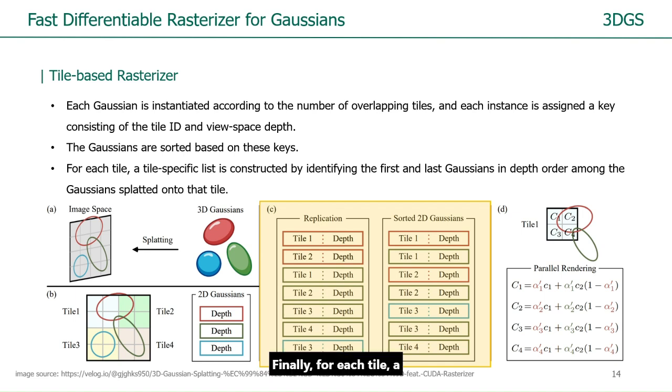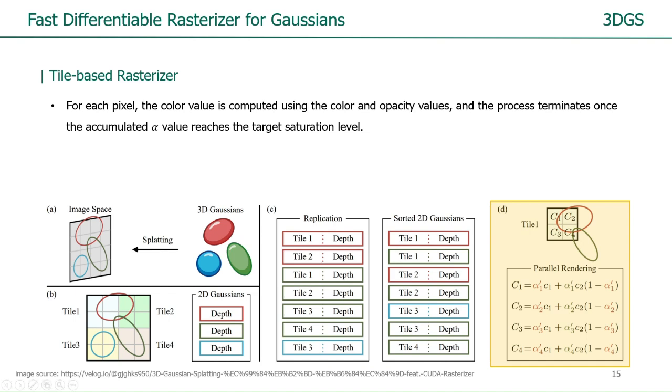Finally, for each tile, a tile-specific list is constructed by identifying the first and last Gaussian in depth order among the Gaussians splatted onto the tile. For each pixel, the color value is computed using the color and opacity of the Gaussians, and the process terminates once the accumulated alpha value reaches the target saturation level.